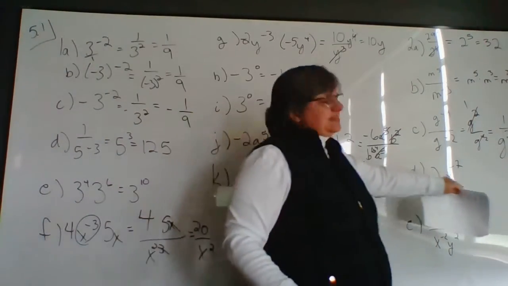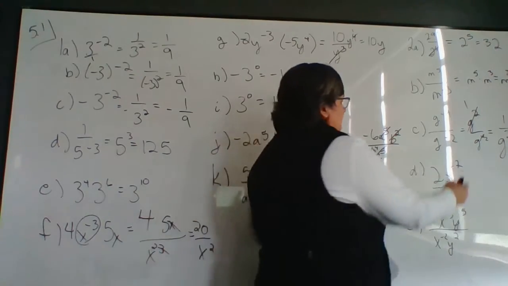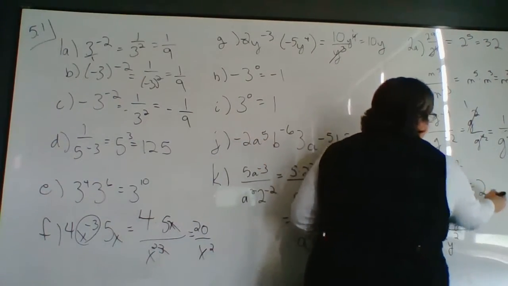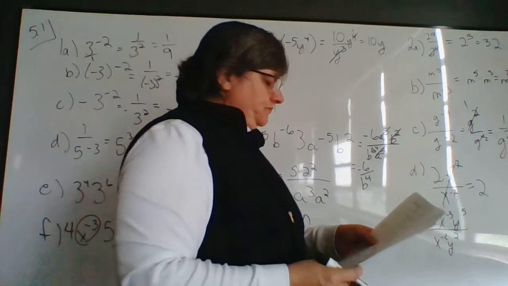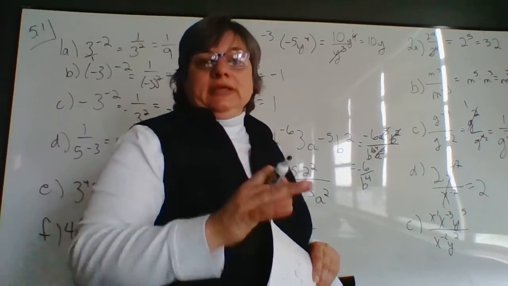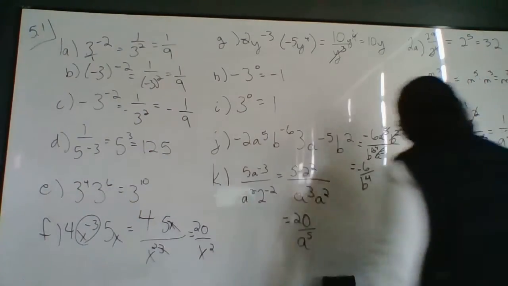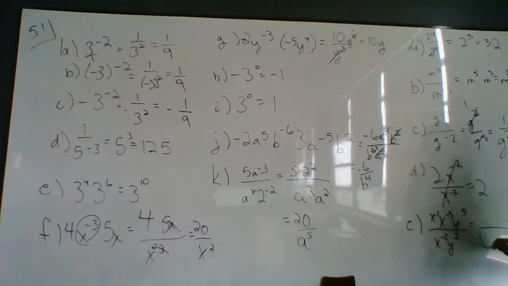Next one. If you have x to the -7 over x to the -7, they cancel. The answer is 2. Next one. Flip what you need to flip. X to the 1st flips.